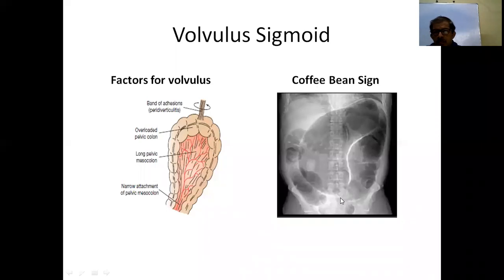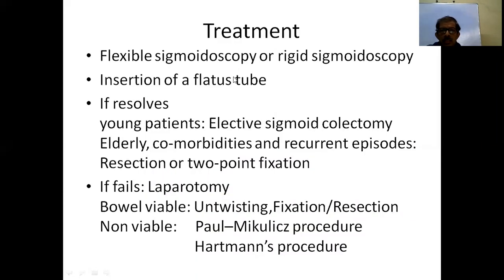So this is like a coffee bean, with the central furrow there. So, coffee bean. This is the one side. We cannot say which is ascending and which is descending now because it is twisted. Okay, so that is the coffee bean sign.